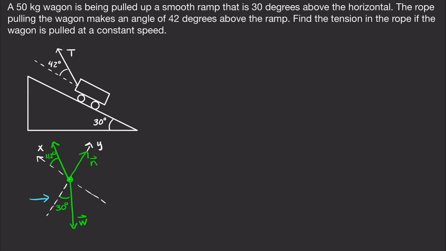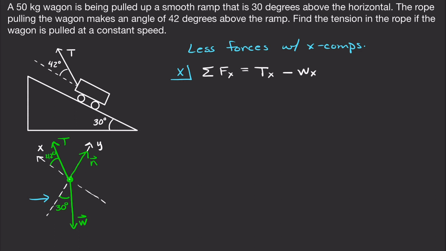Okay, so just looking at this, I can see that I have fewer forces with x components. So I'm going to start summing up the forces in the x direction. Okay, so that might be easier. So Fx, the first force in the x direction is the x component of my tension, so Tx, and it is up the ramp, so it's positive. And then my weight has a negative x component, or an x component that is down the ramp.